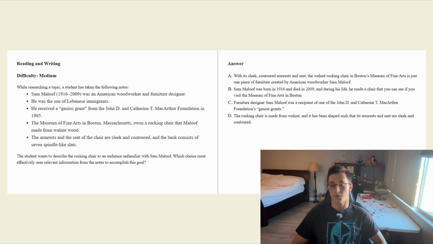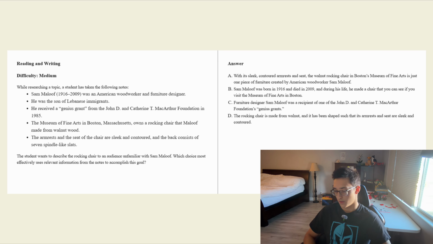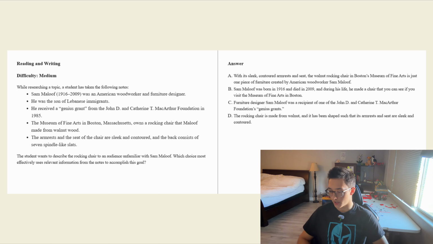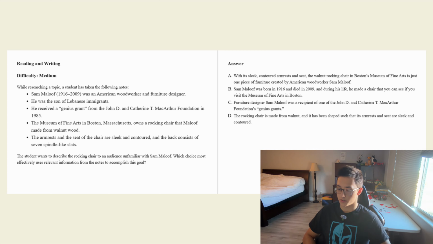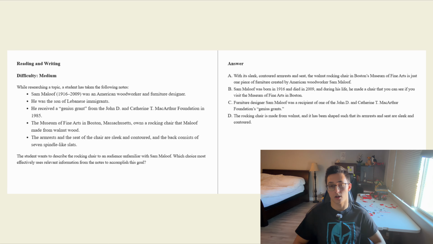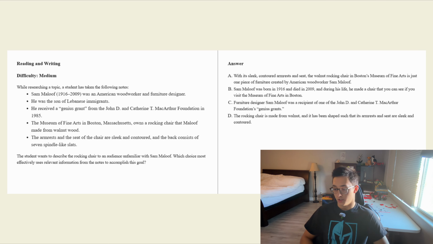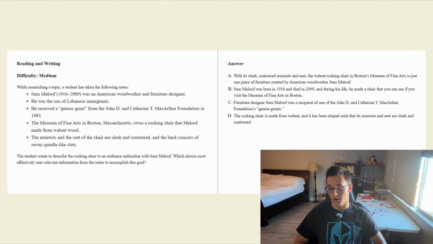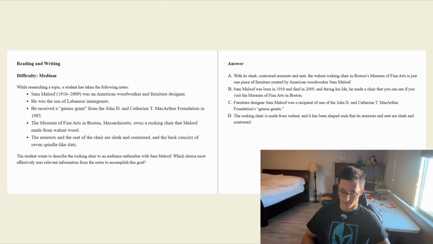The first step in our process is to read the question. The student wants to describe the rocking chair to an audience unfamiliar with Sam. Which choice most effectively uses relevant information? What is our command? What are we answering? Describe the rocking chair to an audience unfamiliar with Sam. Once we find that, we can jump to the answer choices. We're not looking for a study or trying to support anything, so I don't really need to skim the notes at all. We can just jump straight into the answers.